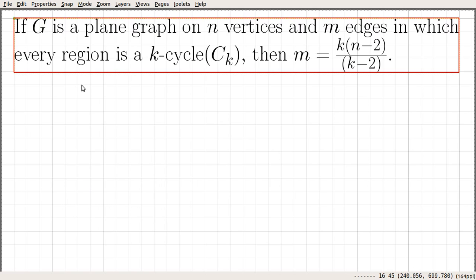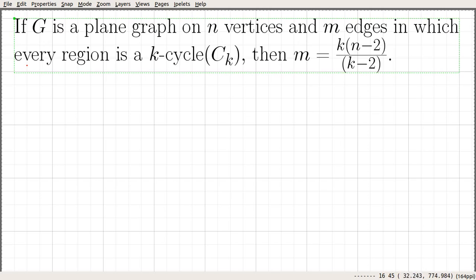Okay, in this video we are going to prove a statement that follows from Euler's theorem. The statement reads as follows: if G is a plane graph on n vertices and m edges, in which every region is a k-cycle, or Ck, then the number of edges is equal to k times (n minus 2) divided by (k minus 2). Before proving this theorem, let's look at some examples to get an understanding of this particular statement.